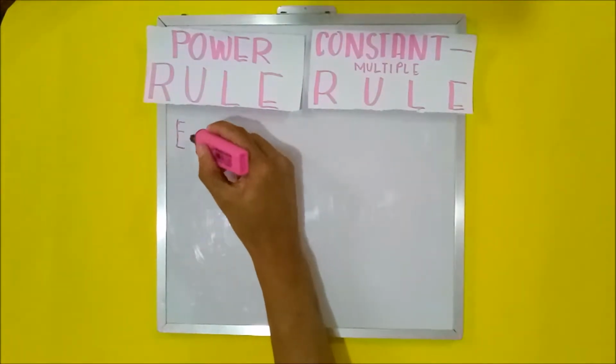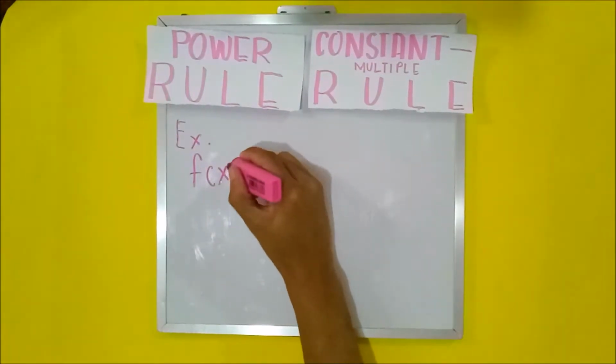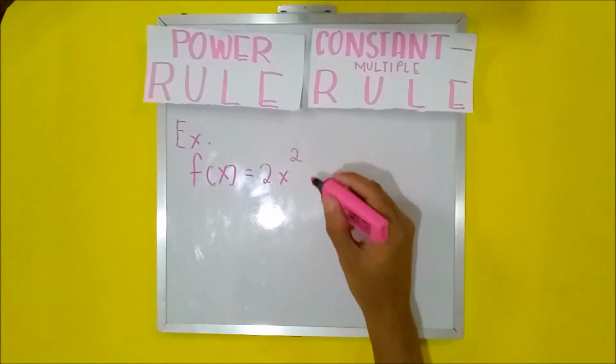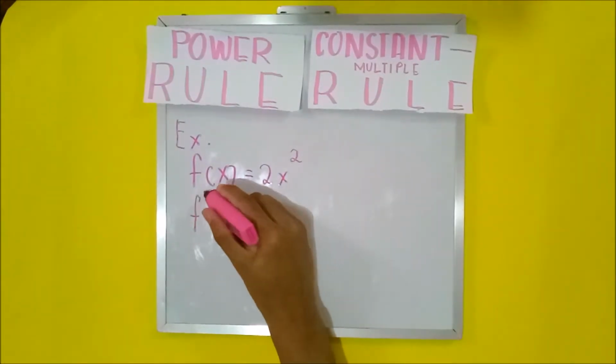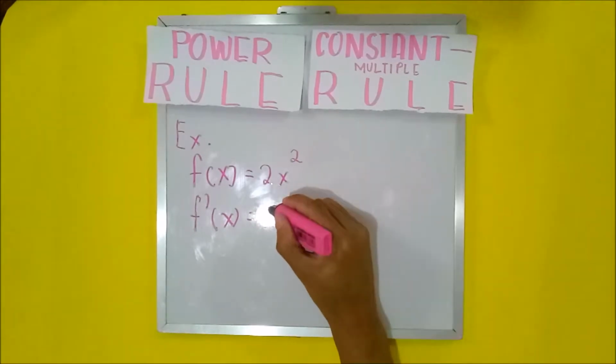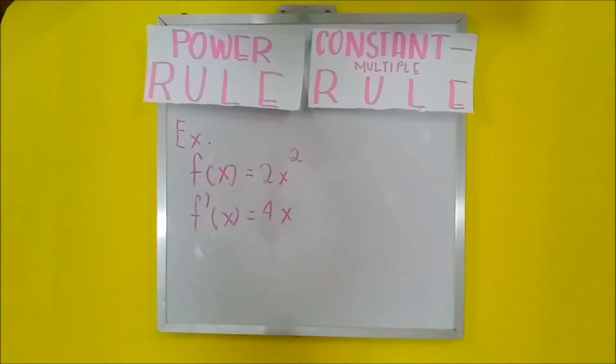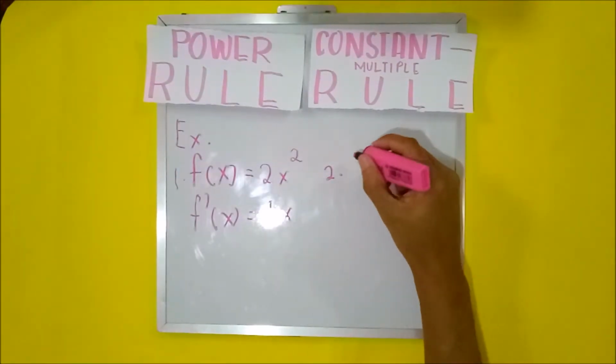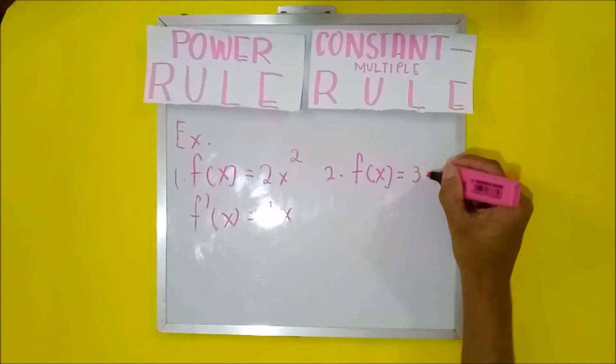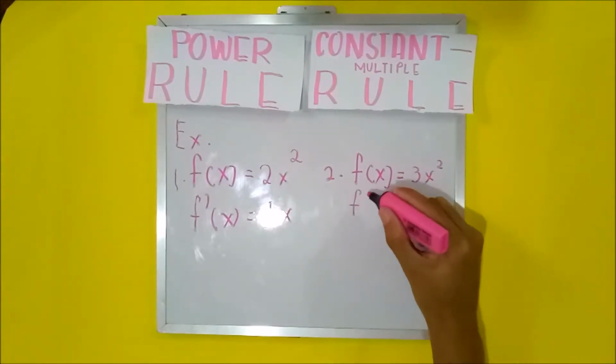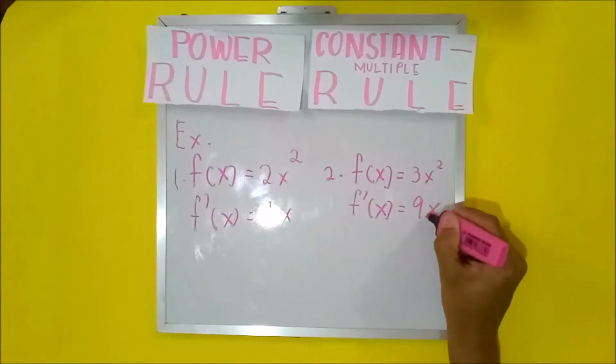For example, f of x is equal to 2x squared. To differentiate it, we multiply the exponent to the numerical coefficient and subtract 1 from the exponent. For example number 2, f of x is equal to 3x squared. Like we did in number 1, we multiply the exponent to the numerical coefficient and subtract 1 from the exponent.